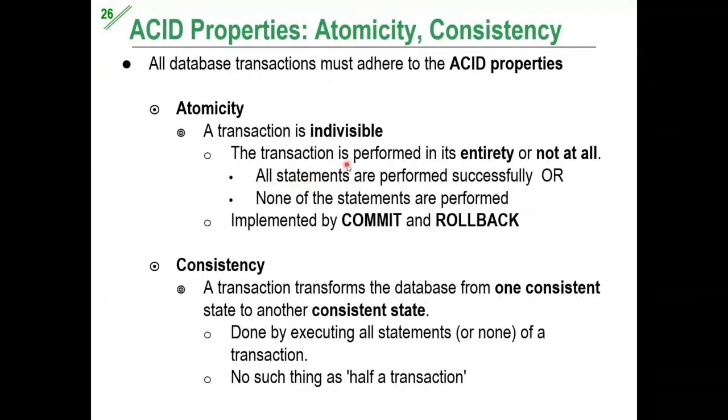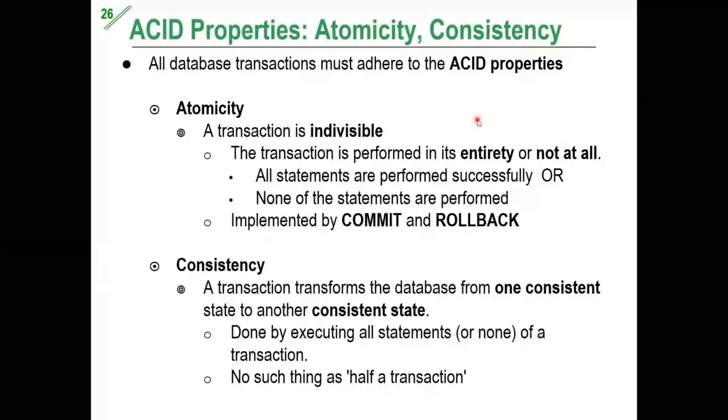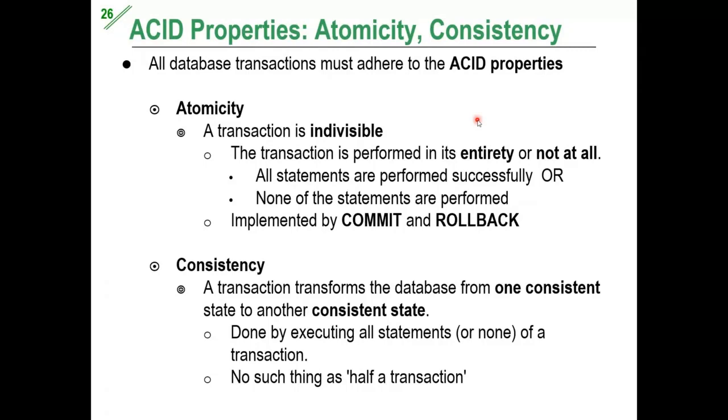So atomicity means you can't divide the transaction into smaller parts, right? Because a transaction is a logical unit of work. It has to be completed fully, okay? So that is what we mean by atomicity. We can implement this principle using, as I mentioned before, commit and rollback operations.